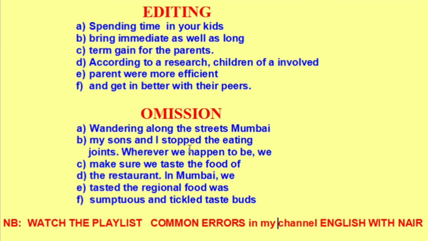At the eating joints. Whenever we happen to be, we make sure we taste the bird. So of course there is a mistake in this line, and there is no mistake in this line. So we have to find the mistake in the succeeding line, that is, make sure we taste the food of the restaurant. Once again, pronounce restaurant in the American style, and in British it is called restaurant. It's three syllables, restaurant, and Americans have compressed it into only two syllables.